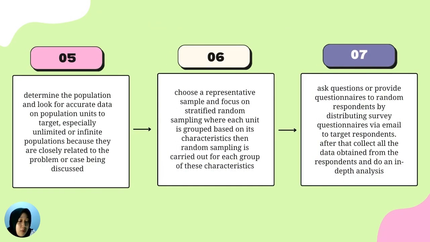Determine the population and look for accurate data on the population unit to target, especially an unlimited or infinite population, because they are closely related to the problem or case being discussed. And choose a representative sample and focus on stratified random sampling, where each unit is grouped based on its characteristics. Then random sampling is carried out for each group of this characteristic.